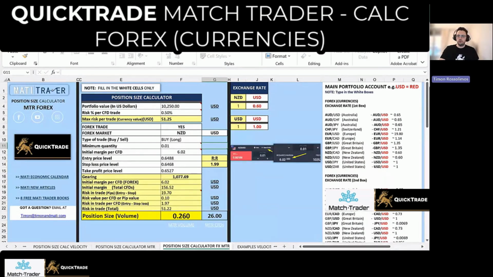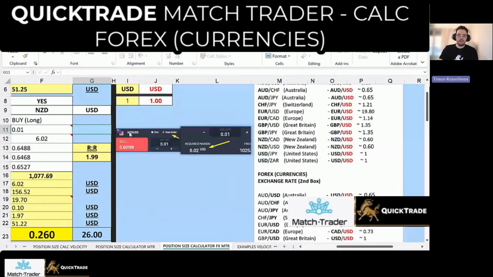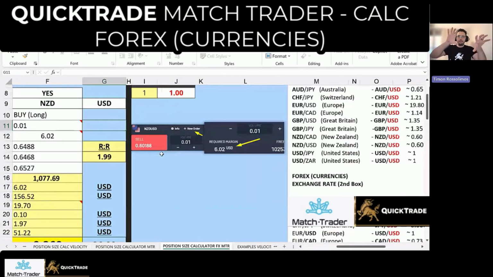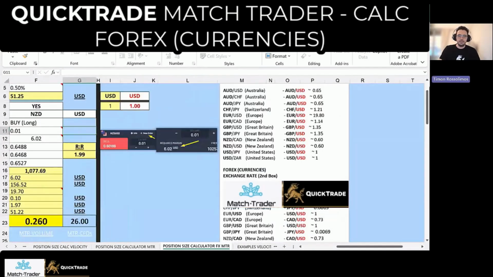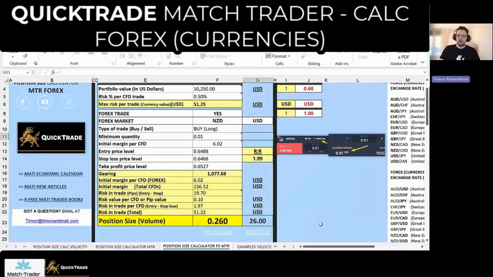And the initial margin per CFD is $6.02. So if we zoom in, buy NZD USD in the MatchTrader platform, there will be sell and buy, all right? Now, before you click on buy, you will click on new order. The new order will tell you what the minimum volume is. So you can choose 0.01, 0.2, whatever you want. And here is the required margin, okay? So you can click on this new order button and it will tell you what the minimum volume is, and you can put it in, and what the required margin is.